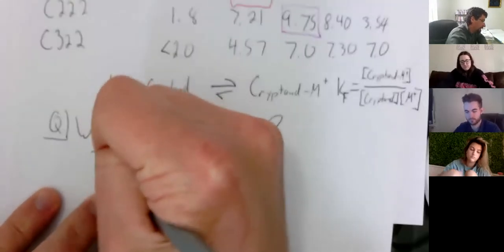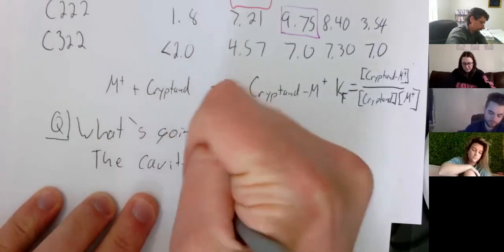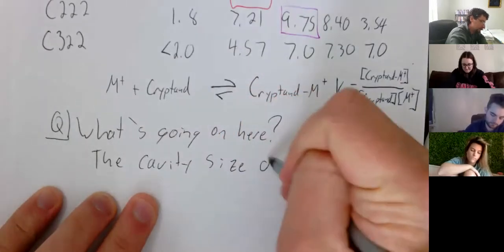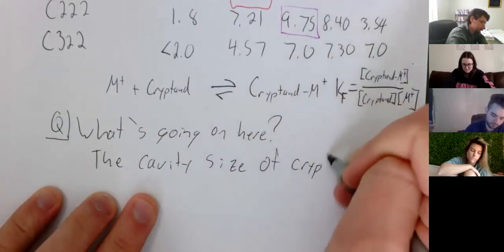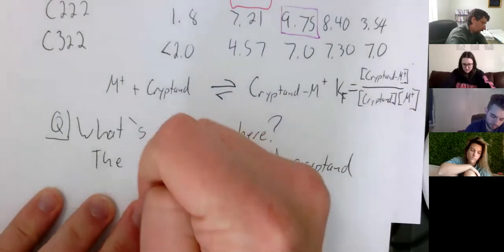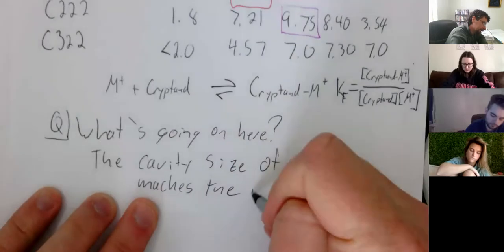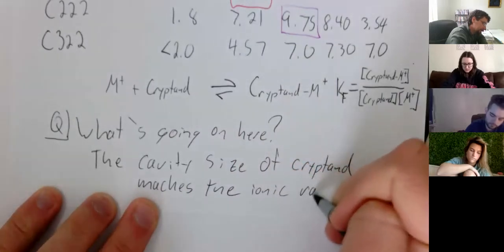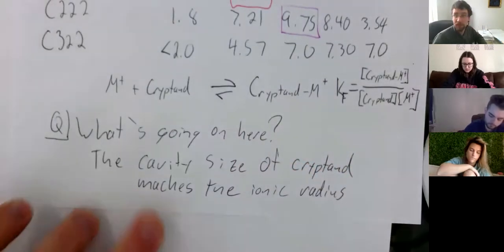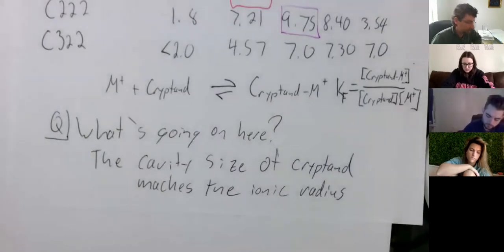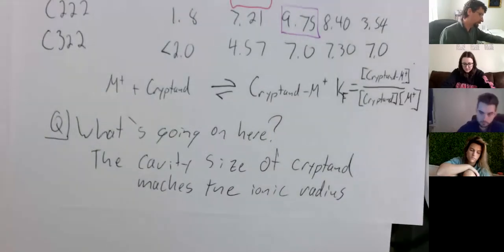Basically the cavity size of the kryptand matches the ionic radius. And these things were synthetically made to do so. Pretty cool.